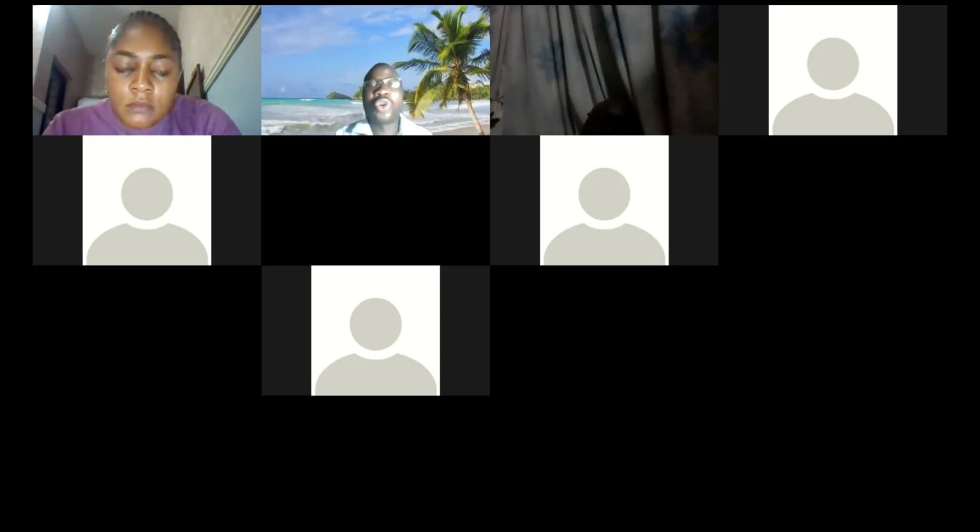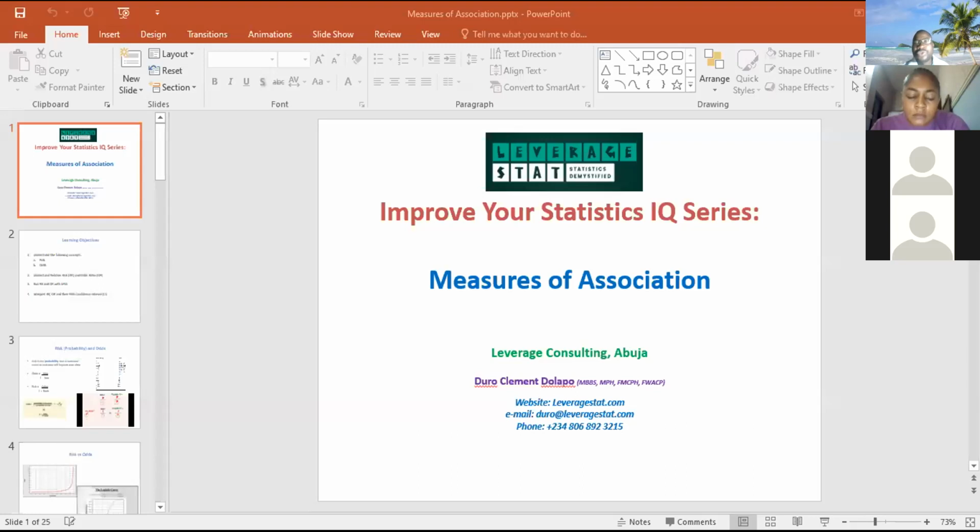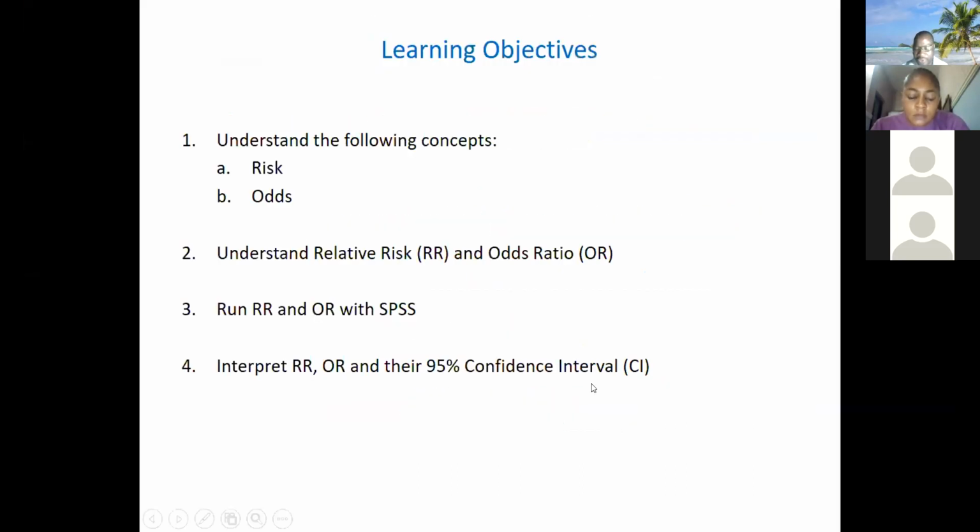So let's quickly move on. We are done with chi-square. Let's look at measure of association. We're going to look at comparing proportions and measure of association.